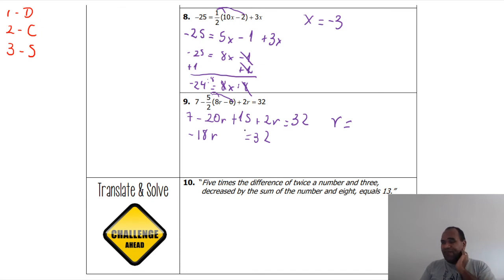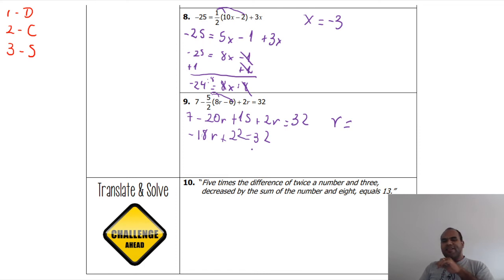We change everything right now. Right now it's positive. Here, a half of 6 is 3. 3 times 5 is 15. The other things are correct. Nothing else changes. Right now, here, it's negative 18r, negative 20r plus 2r. Negative 18r. 7 plus 15. As you remember, 7 plus 15 is 22.